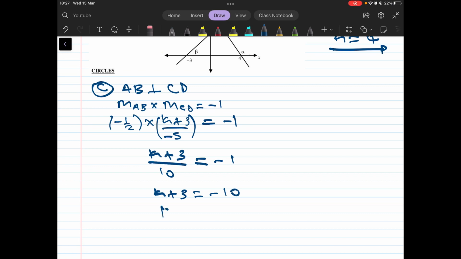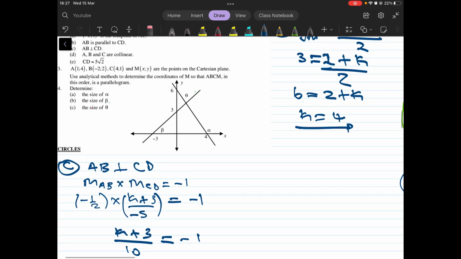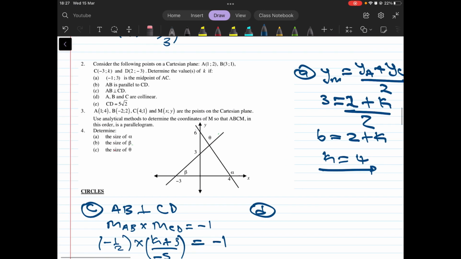As a result, k is actually equal to negative 13. I hope you're fine with simplifying. And then let's look at D. With D, we are being told that A, B, and C are collinear.